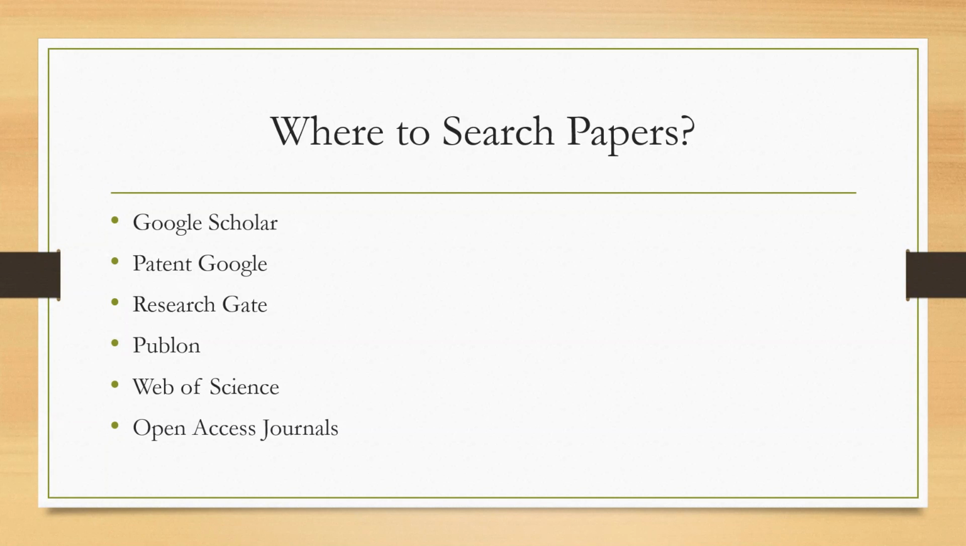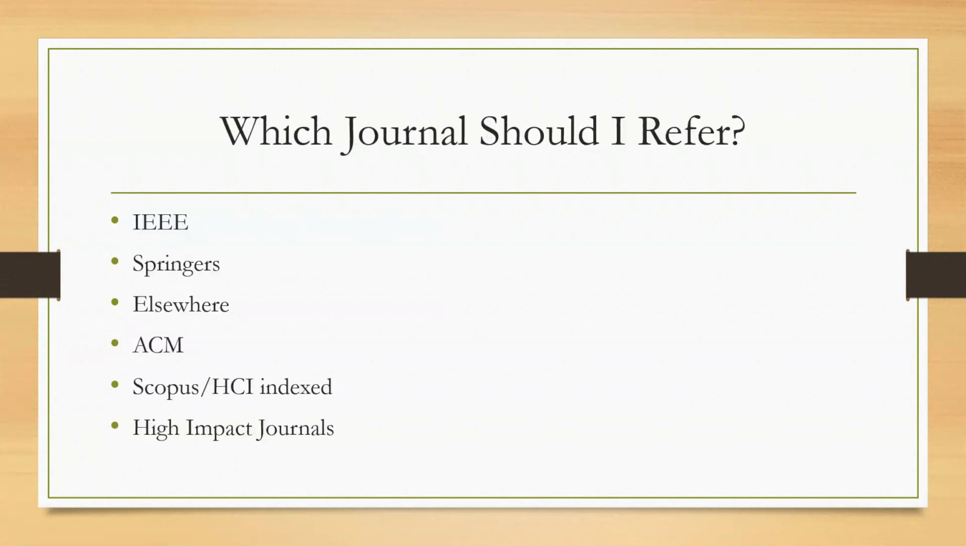And finally, open access journals are journals which have open access and are indexed in Google Scholar or google.com also. So you will find similar papers from there. Next, which journal should I refer?